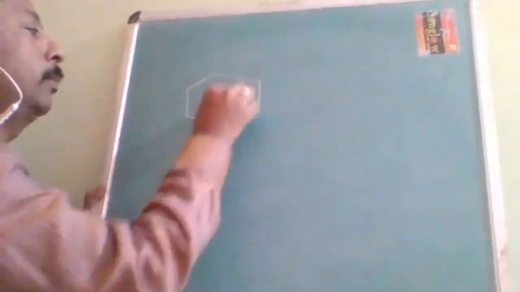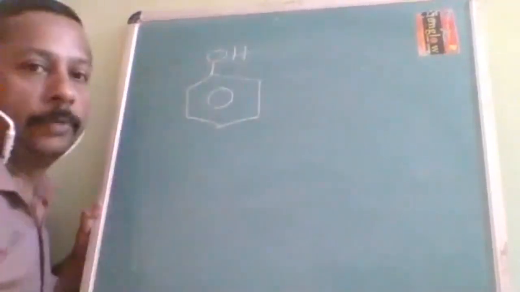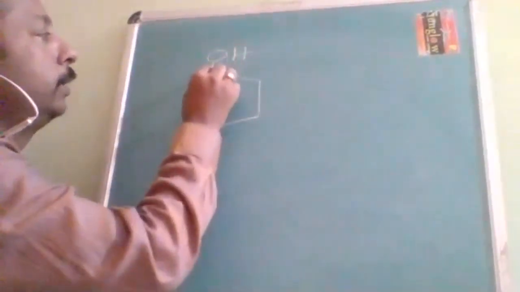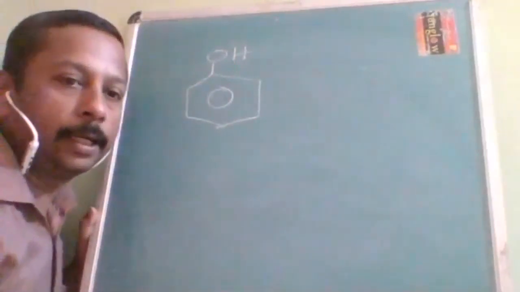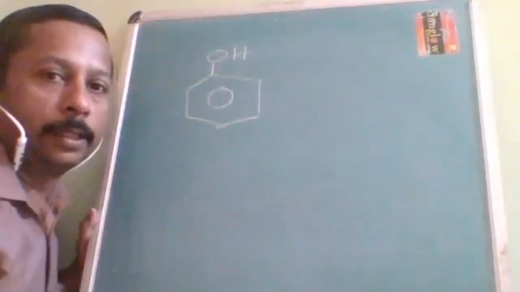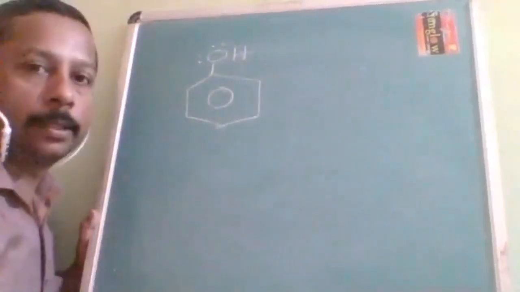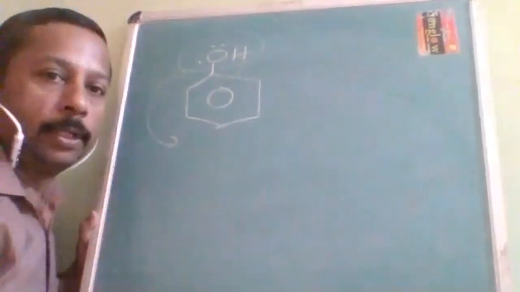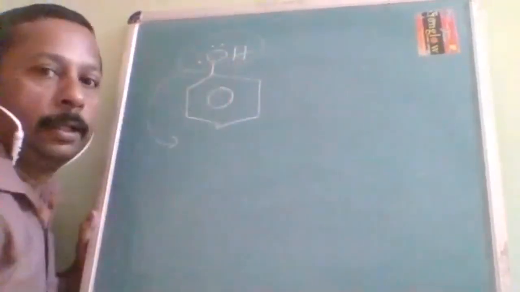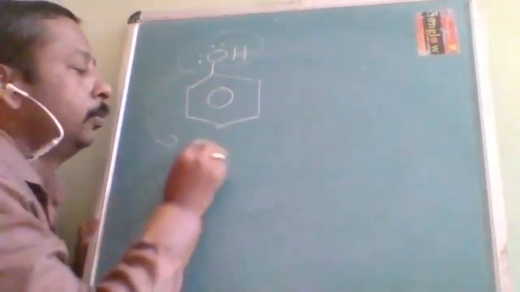Now let us take the first and most important one. What is that? Phenol. Here the head element is the atom directly connected to the benzene ring. This is the benzene ring and oxygen is connected to it. There is a lone pair on it. So this OH group, with a lone pair and hydrogen on the head element, is going to be called OP directing.